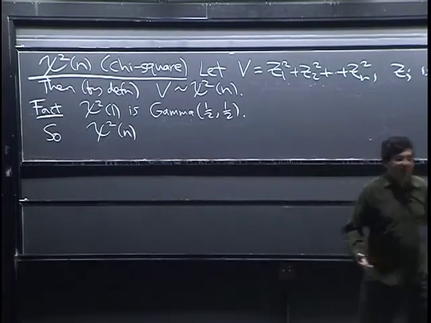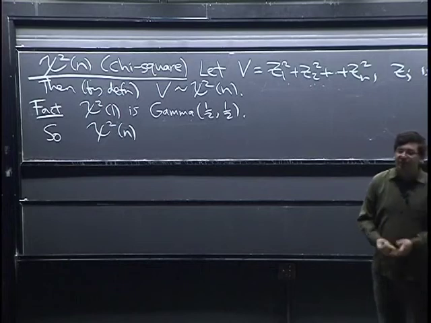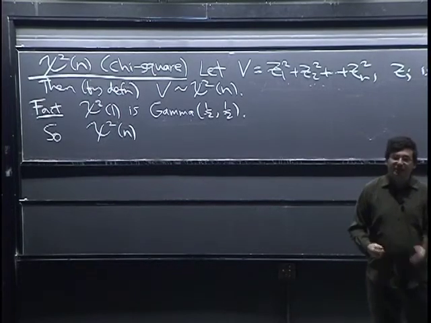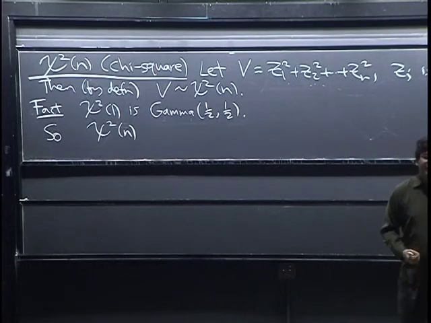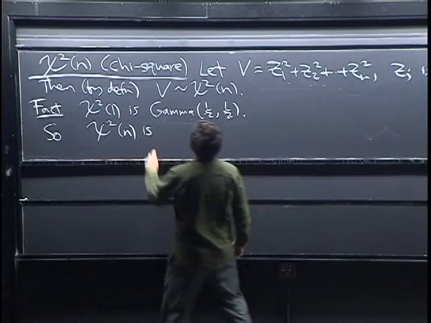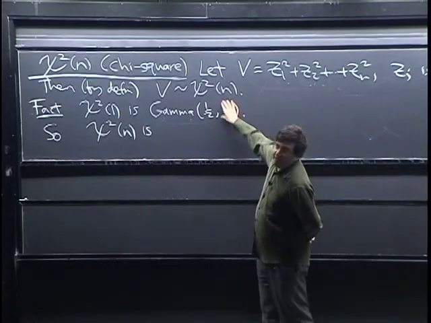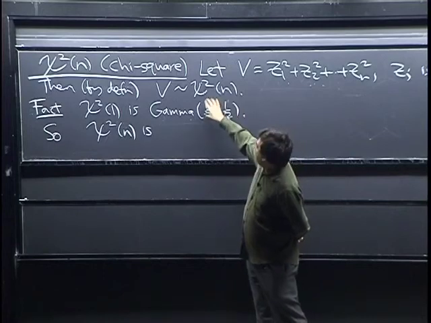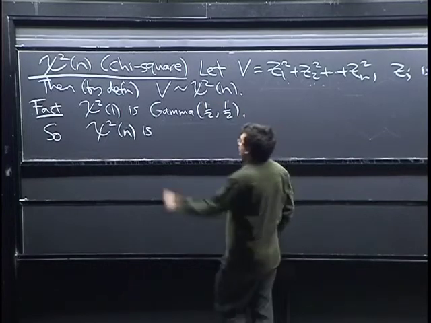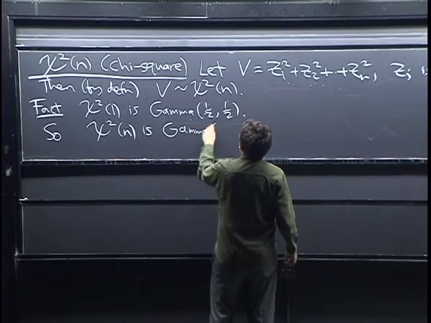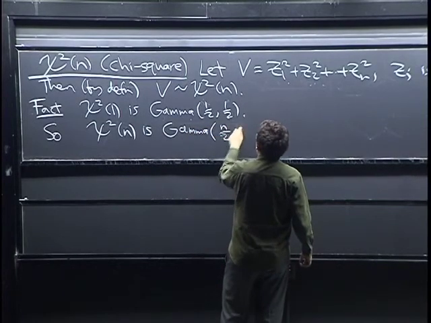And remember, we also talked about the fact that if you have a gamma A, lambda and gamma B, lambda and they're independent and you add them, you get gamma A plus B, lambda, right? So therefore, if you add up n of them and the lambda is 1/2, that's the same for all of them, same scale, just adding up with the 1/2. So it immediately follows from this that chi-squared of n is the same thing as gamma n over 2, 1/2.